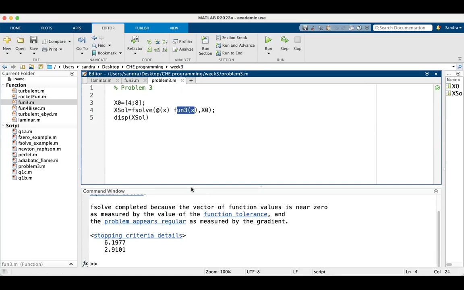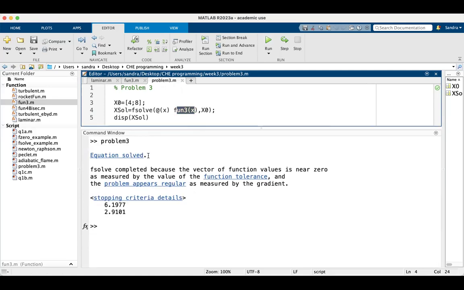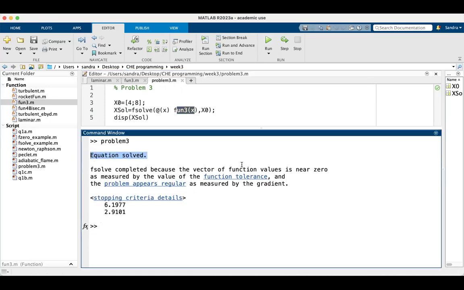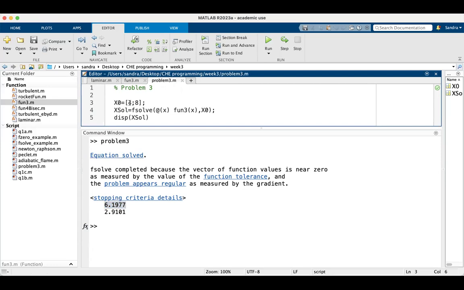So basically both the equations have been solved. You'll get equation solved. It got completed, and the value that you get is, remember the first value that you gave was for x. So your x is 6.1977 and the second value is y, and the y is 2.9101. This is how you solve. Similarly, you can solve multiple equations in Fsolve. Is this clear? Any doubts?